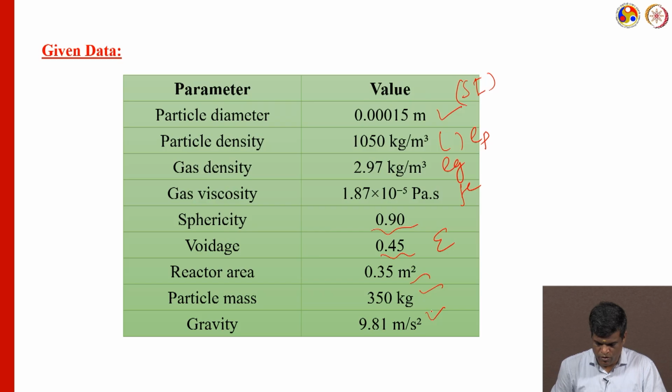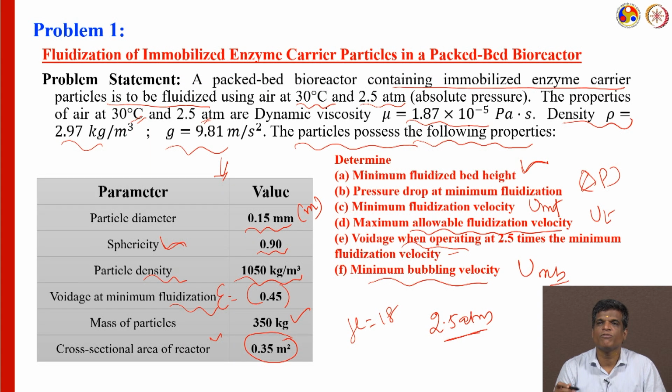So, first we have to find the minimum fluidized-bed height, then the pressure drop, and then the minimum fluidization velocity, then the maximum allowable velocity UT, the terminal settling velocity. If we increase to 2.5 times, what will happen, then finally the minimum bubbling velocity here.